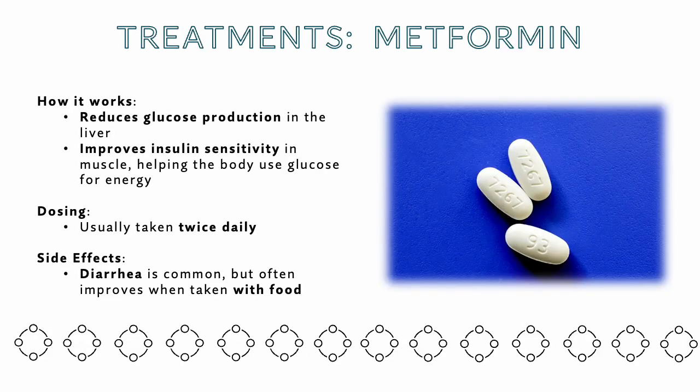One of the treatments is metformin. Metformin reduces liver glucose production and improves insulin sensitivity in the muscles. It's often a first-line treatment. The side effects are mild and usually GI related. This is my choice for treatment of type 2 diabetes, and I will discuss this treatment in more detail shortly.